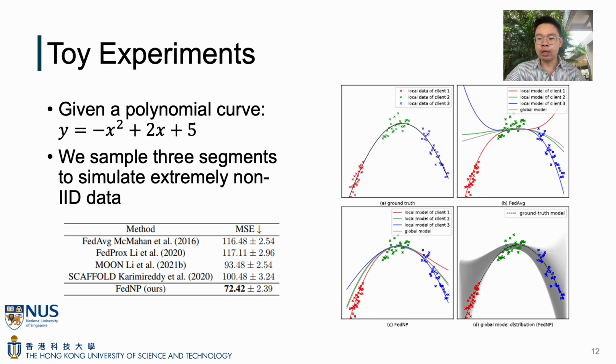Okay, so we first evaluate our method on the toy data sampled from the polynomial curve. Generally, our FedNP achieves the lowest MSE compared to baseline federated learning algorithms such as FedAverage, MOON, and so on. We further visualize the trained local models and the global model in subfigure B and C. As you can see, the FedAverage can fit the data points locally and yet fail to generalize well globally. Our FedNP is more robust, which is shown in subfigure C, and the estimated global model distribution is more accurate, shown in subfigure D, which corrects the local training and avoids performance deterioration.